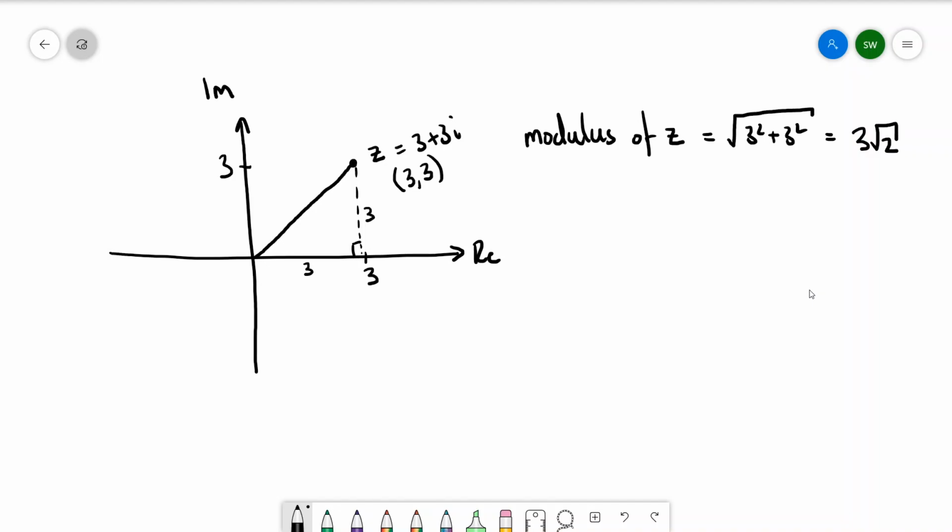A shorthand way of writing the modulus of the complex number z would be to use the modulus symbol like that. So it's exactly like the length of a vector. You're basically working out the length of that position vector 3, 3. Well, there's actually an infinite number of points that are a distance of 3 root 2 away from the origin. You could draw a circle of radius 3 root 2 and all those points would have this modulus.